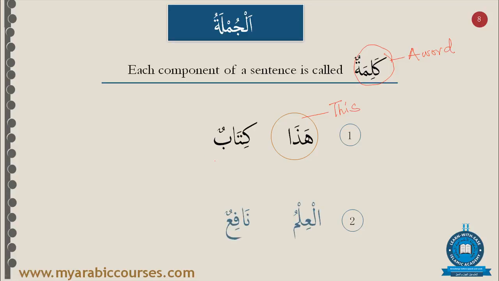So let's give another sentence and circle the word or kalima there. Let me circle nafi'. Can you remember what nafi' means? Yes, nafi' means beneficial. So al-ilmu nafi' means knowledge is beneficial. So nafi' is a word. Al-ilmu is a word. Hadha is a word. Kitab is a word. So each component of a sentence is called kalima, meaning a word.